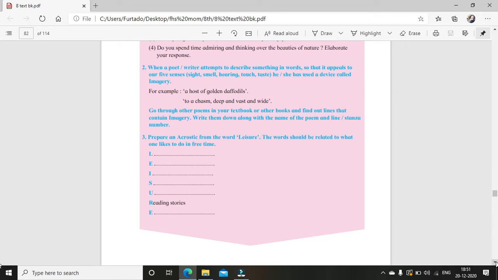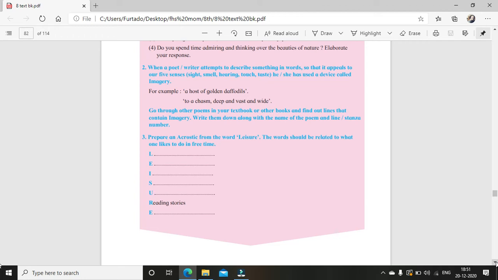U, undertaking. It's one word. Undertaking a gardening lesson. Okay. Then R is already given to you, reading stories. Last one, engaging in sports.